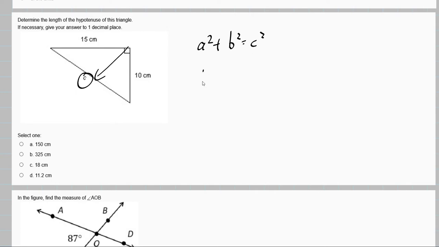equals c squared. 10 squared plus 15 squared equals c squared. 15 squared is 225. 10 squared is 100. Together we make 325. And if we take the root of that, we get 18.02, etc. It says to 1 decimal place, and then none of our choices have 1 decimal place. But, oh well. Choose our best answer anyway.